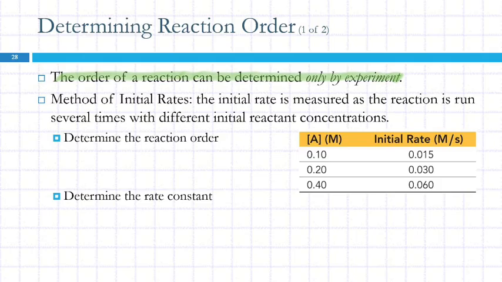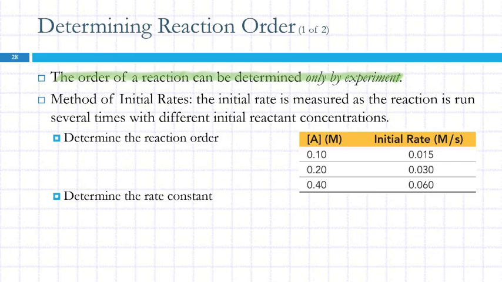So how do we figure it out? One way is called the method of initial rates. So you measure the initial rate of the reaction starting with different concentrations, and you see what happens. So here what they did is they started with 0.1 molar A, 0.2 molar A, and 0.4 molar A. They measured the rates. So from this data, we can tell what order it is.